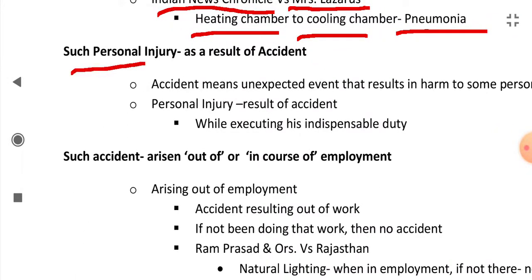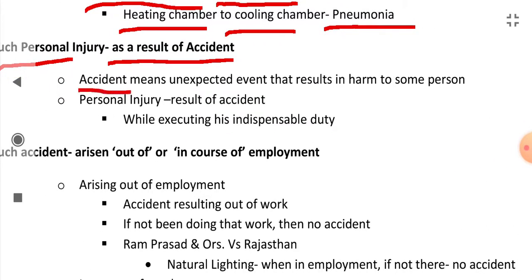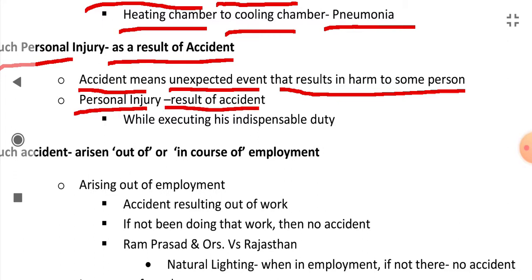Such personal injury should be as a result of accident. Accident means an unexpected event that results in harm to some person. So the personal injury should be a result of an unexpected event which resulted in the harm of the workman while executing his indispensable duty, while he was doing his duty, or while in the course of his duty.